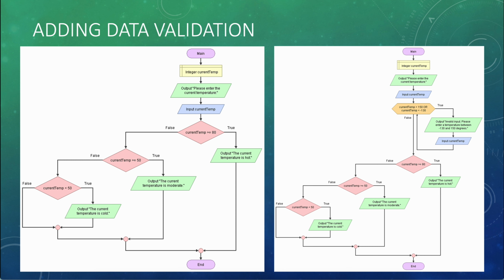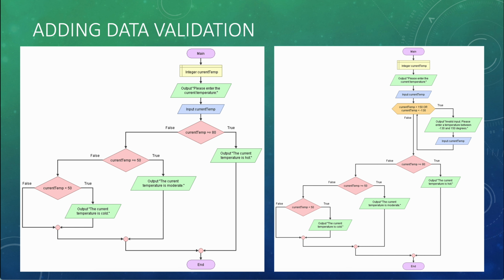So here's an example of that. Revisiting one of our previous programs, where the user enters the current temperature and then the program simply categorizes and displays a message of whether the current temperature is hot, moderate, or cold. So we could have a pretty big range of valid temperatures, but if they were to put in something like 1,000, that is not a valid temperature here on Earth. We would all be dead.